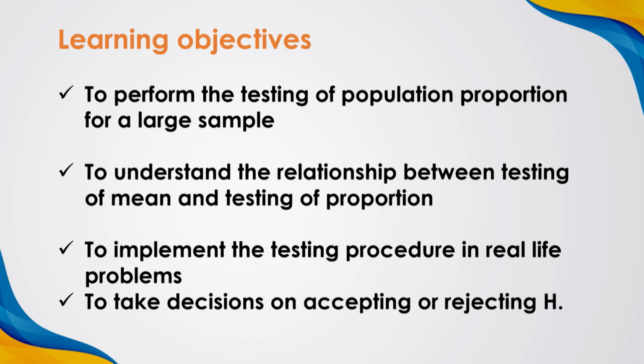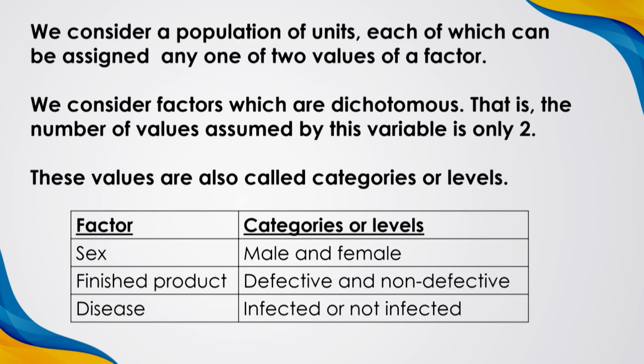rejecting H. We consider a population of units, each of which can be assigned any one of two values of a factor. We consider factors which are dichotomous, that is, the number of values assumed by this variable is only 2. These values are also called categories or levels.